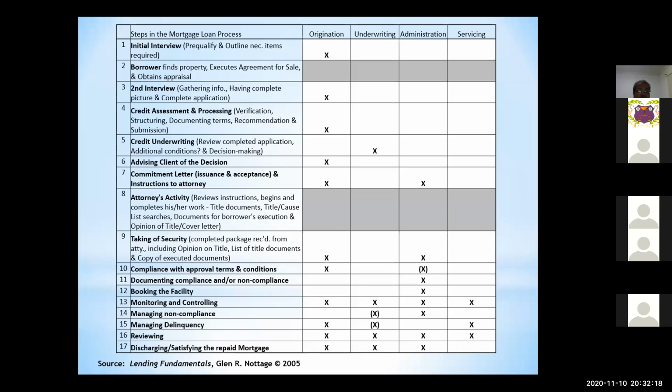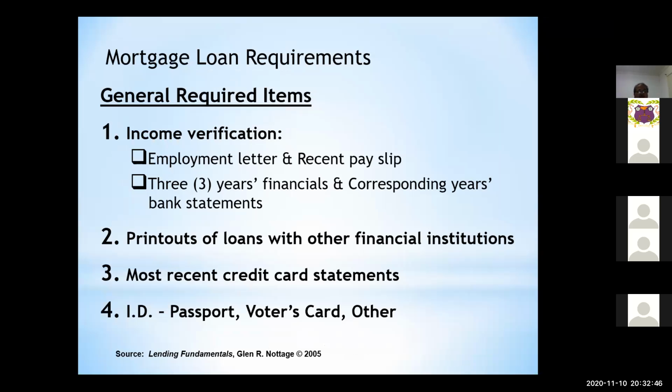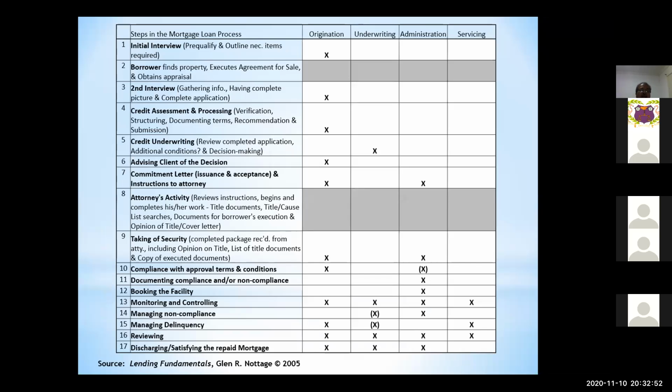So 10, compliance with approval terms and conditions. 11, documenting that compliance, booking the facility, monitoring and controlling, managing non-compliance, managing delinquency, reviewing, and then finally, satisfying the repaid mortgage. Okay, that chart is at the end of your module 7. Okay, what you'll find is that going back to step number 1, where you pre-qualify the client and outline the necessary items.